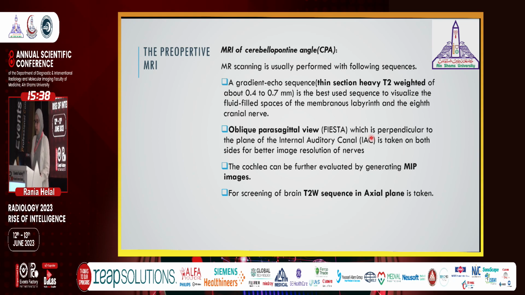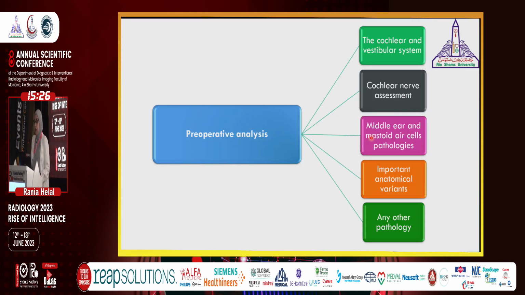And then we can have MAP images that visualize the cochlea. And so not to forget, we have to look at the whole brain in the T2 sequence in the axial plane. This is very essential also. So the preoperative analysis should include the cochlear and vestibular system, cochlear nerve assessment, middle ear and mastoid pathologies, important anatomical variants, and any other pathology in the brain.